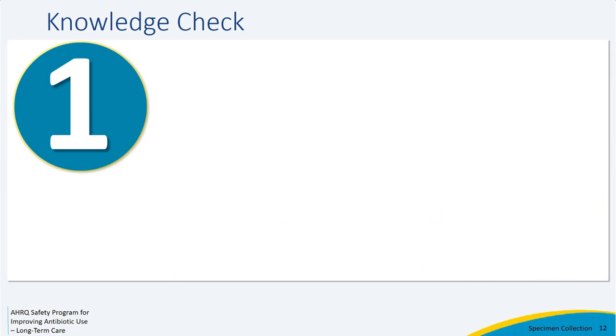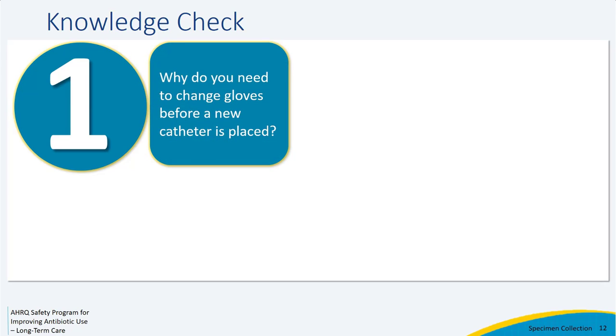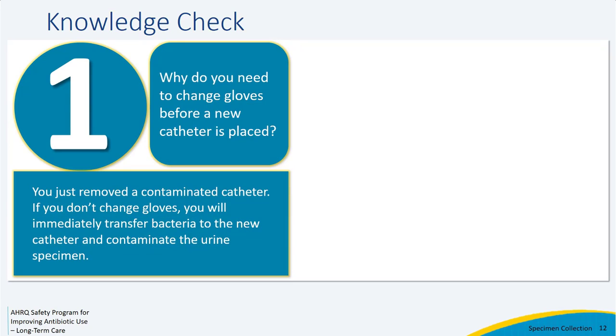Now it's time for a quick knowledge check. Try to think about the correct answer to these questions, and then we will review. First, why do you need to wash hands and change gloves before a new catheter is placed? You just removed a contaminated catheter. If you don't wash hands and change gloves, you will immediately transfer bacteria to the new catheter and contaminate the urine specimen.